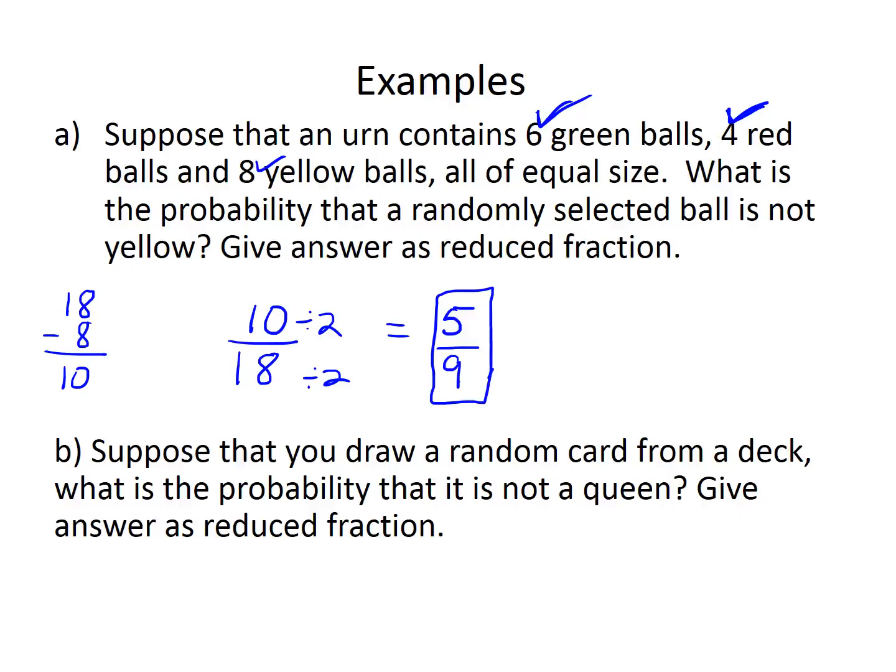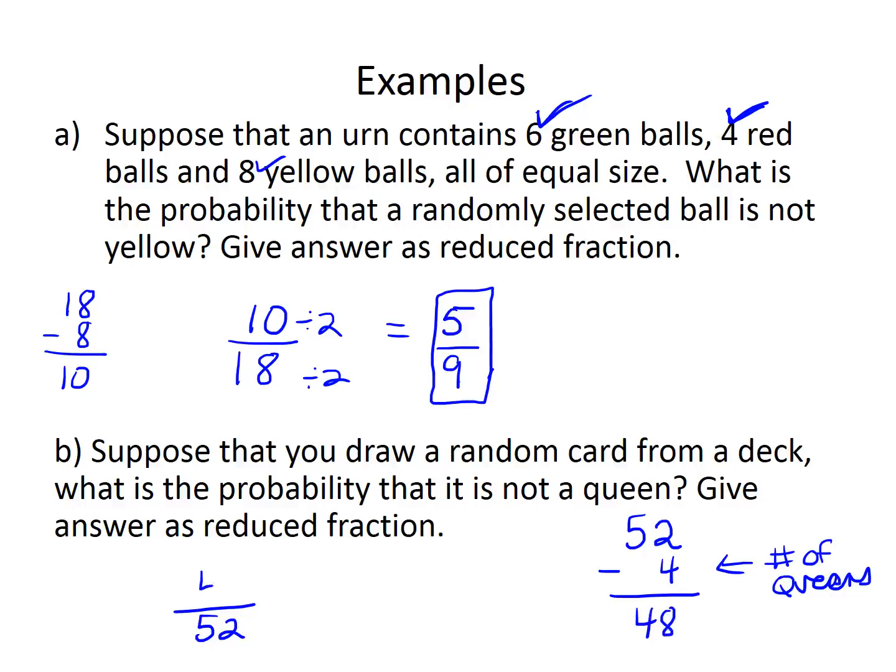Suppose you draw a random card from a deck. What is the probability that it's not a queen? You probably don't want to go through the 52 and count up how many are not queens. Instead, you're just going to subtract from 52 the number of queens, and that will be the number of cards that are not queens. We know that in a deck there's 4 queens, one of each suit. So there's 48 that are not queens. So instead of adding all those up, we just take the total minus the number of queens.